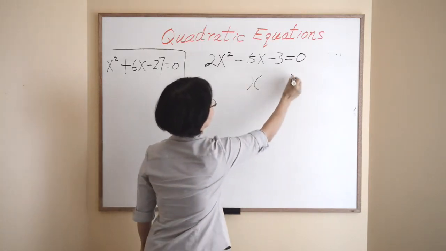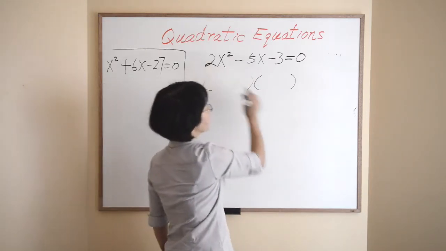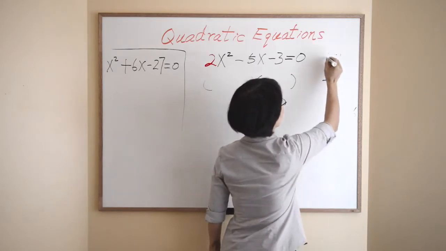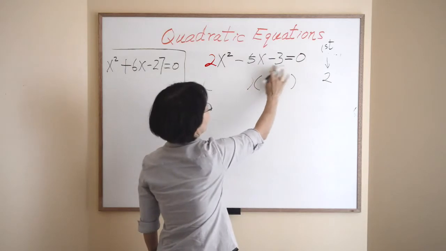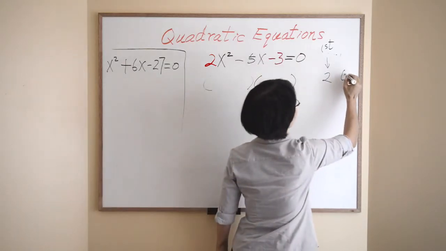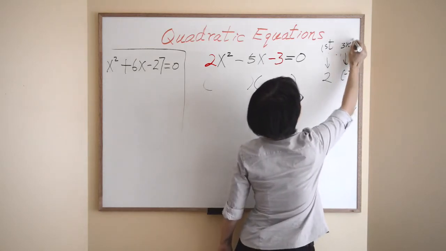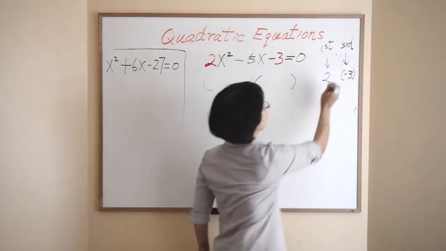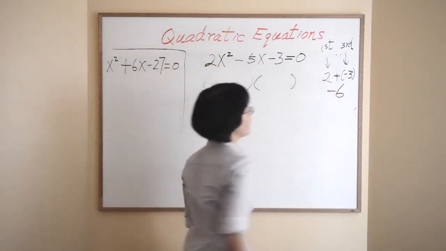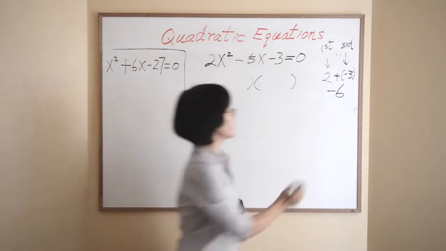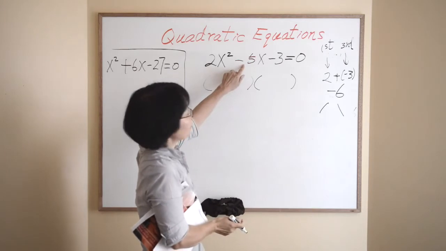To factor it, first you pick the coefficient of the x squared term, which is 2. I call it the first term. And then you pick the constant term there, minus 3, which is the third term. Okay, and you multiply them, which is minus 6. Now, you try to find two factors that will add up to minus 5 there.